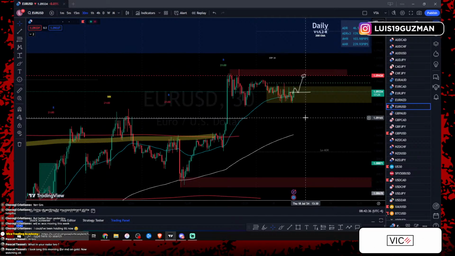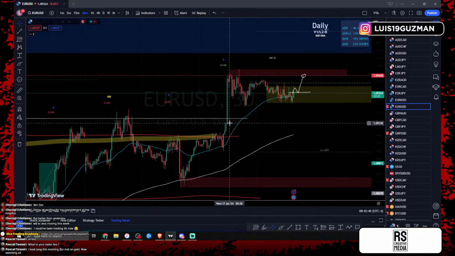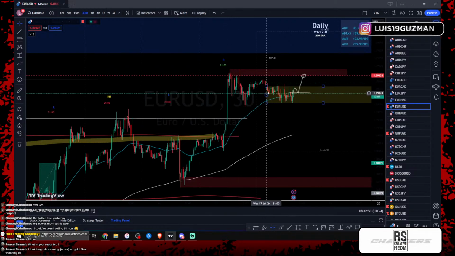But usually the markets move in consolidation when there's news. Obviously, there's news today, so we just gotta wait for that to hit. But technically speaking, this is not really a weird move, right?